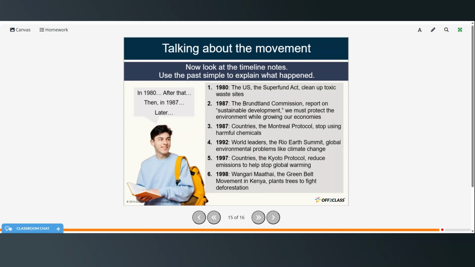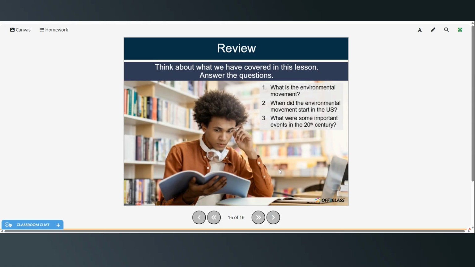So now you can look at the timeline notes and see if you can write a summary using simple past tense and also sequencing words. So here are some review questions just to think about. What is the environmental movement? When did it start in the United States? And what were some important events in the 20th century?